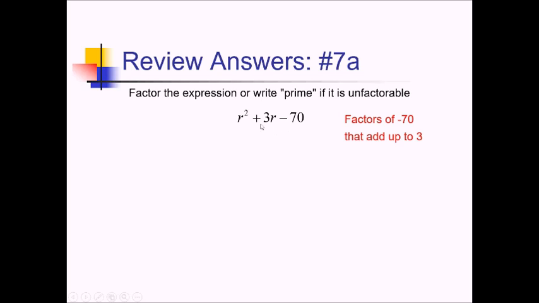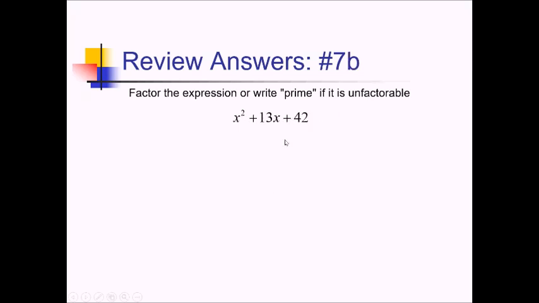So that's what we're actually going to end up putting in parentheses with the r's here. We're going to have an r minus 7 and an r plus 10. And if you wanted to check your answer, you could FOIL this back out, multiply this back out, and combine like terms, and you would see that we do indeed end up with what we started.